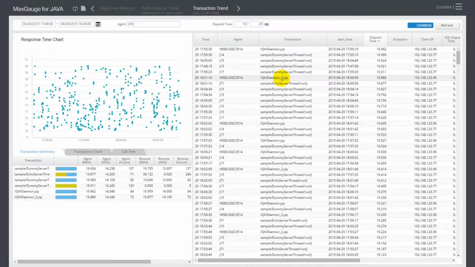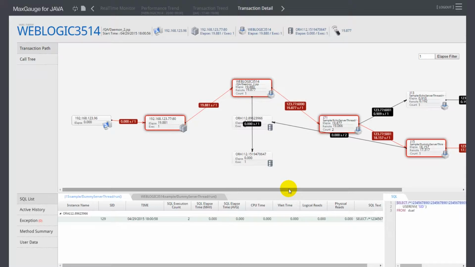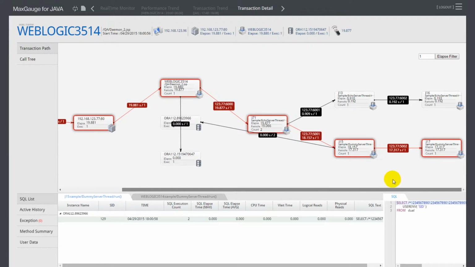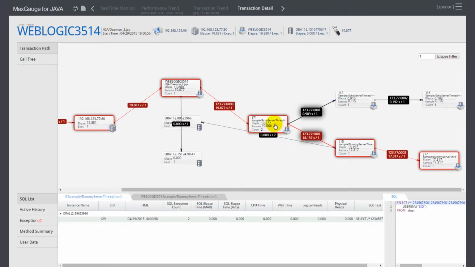The transaction trend provides the details of completed transactions, and you can check application and database's elapsed time and distribution. When you double-click on a specific transaction you wish to analyze from the transaction trend, you will be connected to the transaction detail.